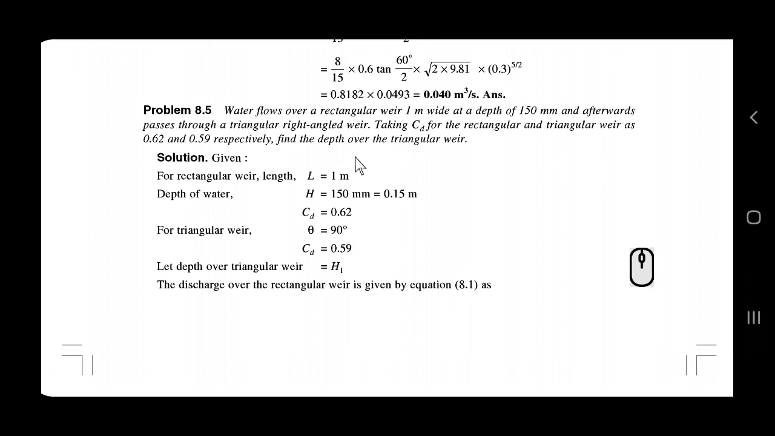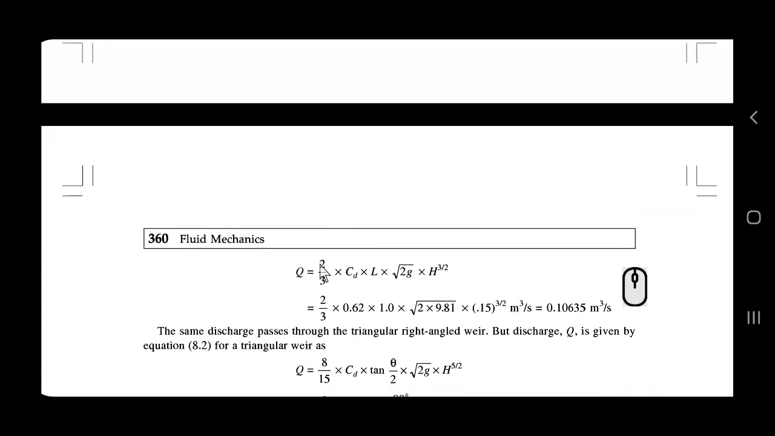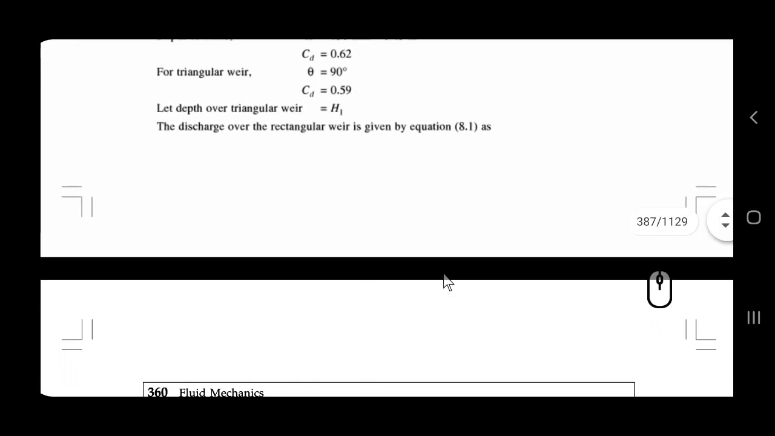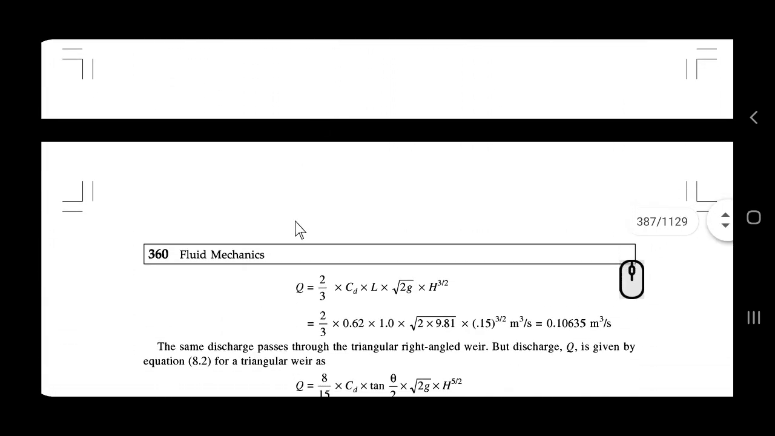Okay, so firstly you can see the discharge over the rectangular weir. These are the given values. Write this first, and you have the equation, that is Q is equal to 2 by 3 CD into L into root 2G into H raised to 3 by 2. So first the water is flowing over a rectangular weir. After that it flows over a triangular weir. So first we can consider the rectangular weir. In that, the equation for discharge is this, and substituting the values you will get the discharge.